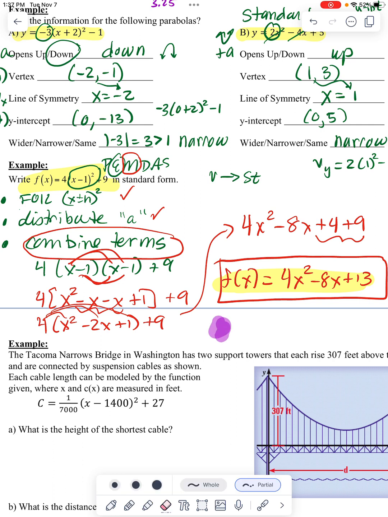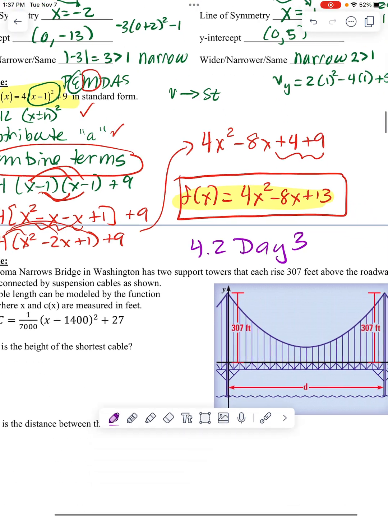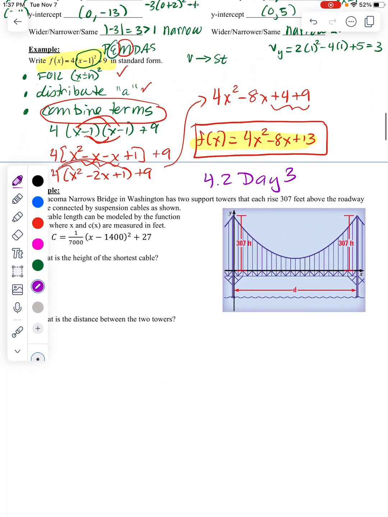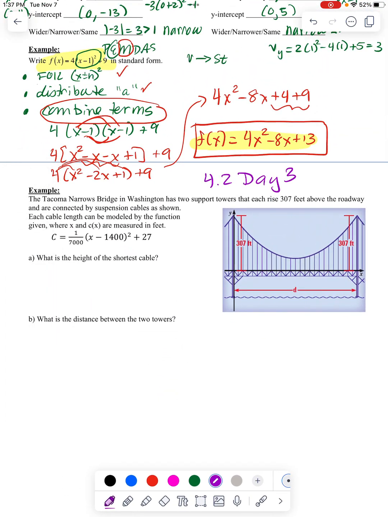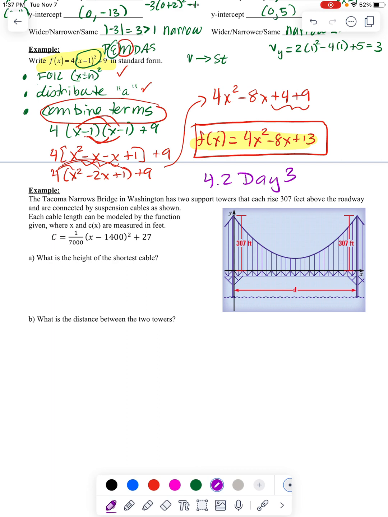Okay, so then you guys have to, and again, you have to go to 4.2 day 3. I do that all the time, sorry guys. So if you go to 4.2 day 3 in your packet, you're gonna find the word problem that it applies to what we're doing right now. And so that's gonna be this guy, this bridge.